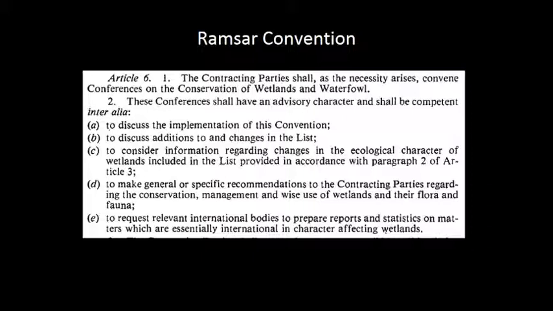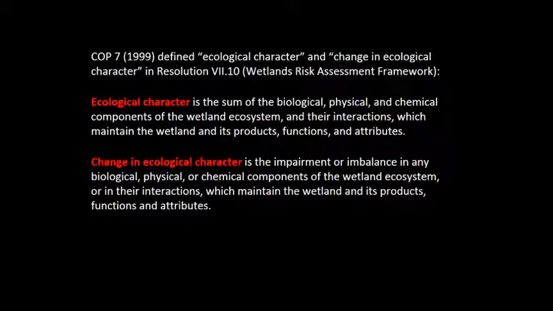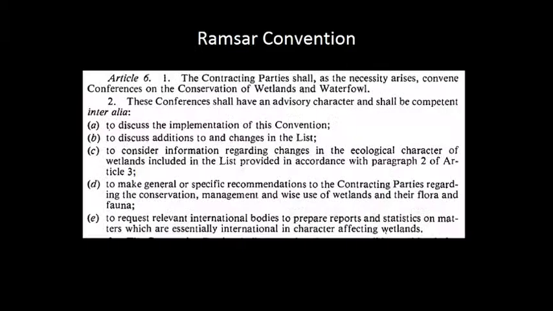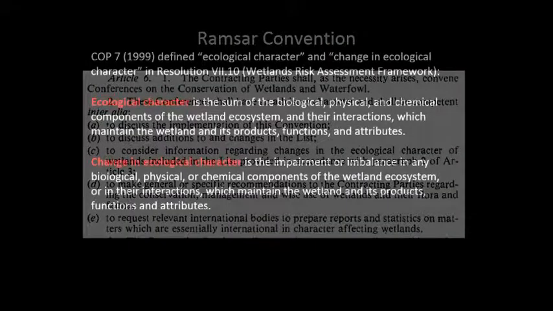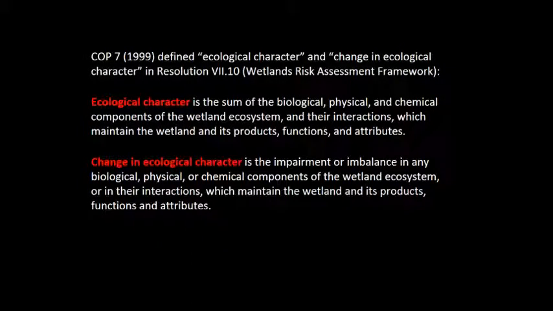The Ramsar Convention, going back to it. Article 6, the contracting parties shall, as a necessity arises, convene conferences to discuss the implementation of the convention, additions to the list, etc. So this is setting up the machinery for the administration of the convention. And these meetings will have an advisory character and basically make general or specific recommendations. And so at those meetings, they have defined things like ecological character and change in ecological character. I've got the definitions there.